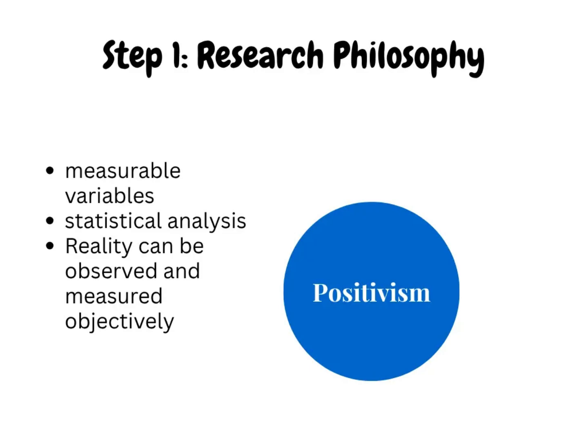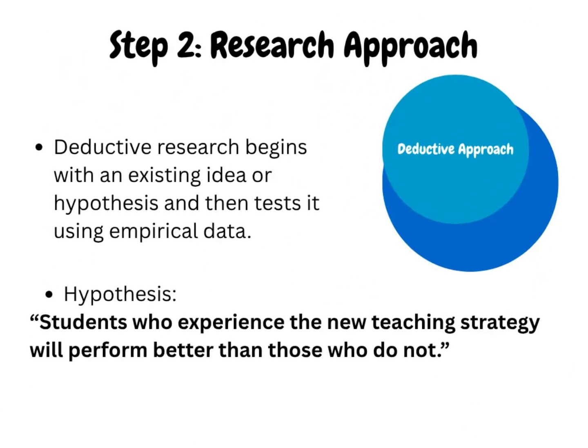Once we establish the research philosophy, we move to the next layer, research approach. In this case, the study follows a deductive approach. Deductive research begins with an existing idea or hypothesis and then tests it using empirical data. For example, the researcher might propose the following hypothesis. Students who experience the new teaching strategy will perform better than those who do not. The researcher then collects data and performs statistical analysis to determine whether the hypothesis is supported. Because the study tests a hypothesis using numerical data, the deductive approach is the logical choice.